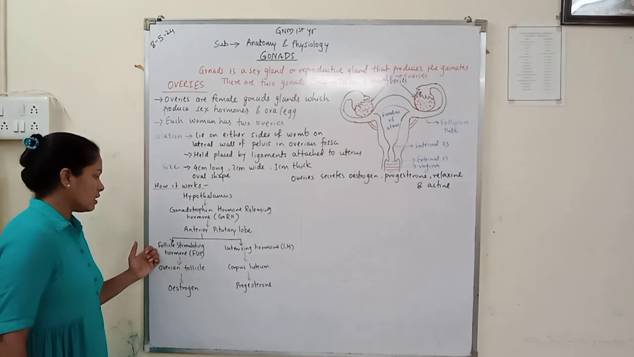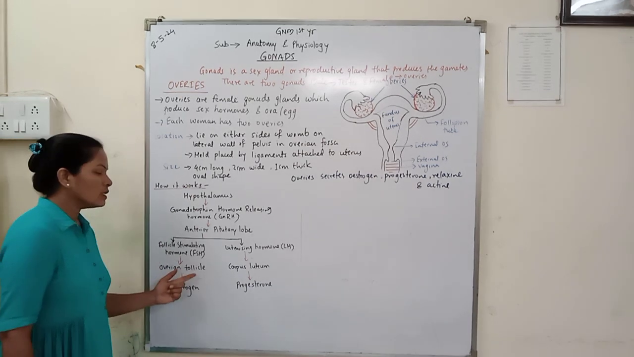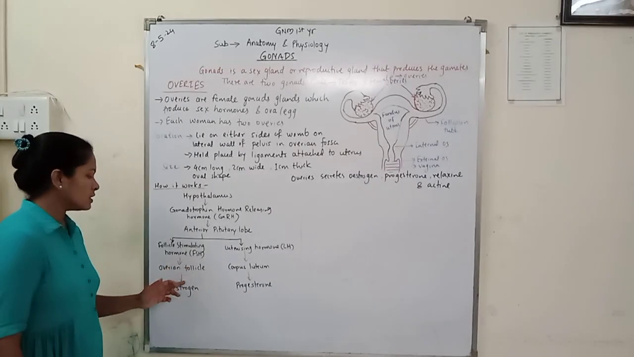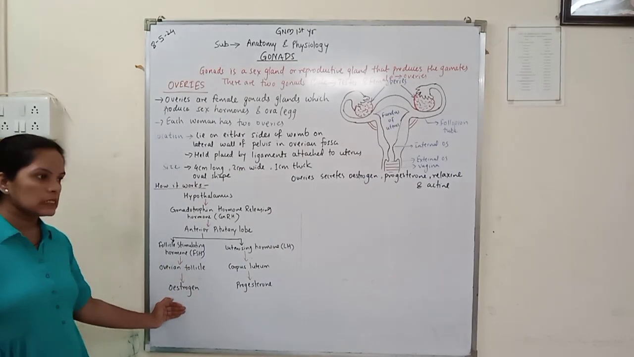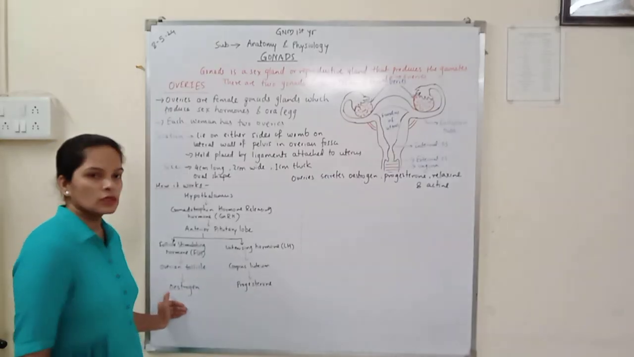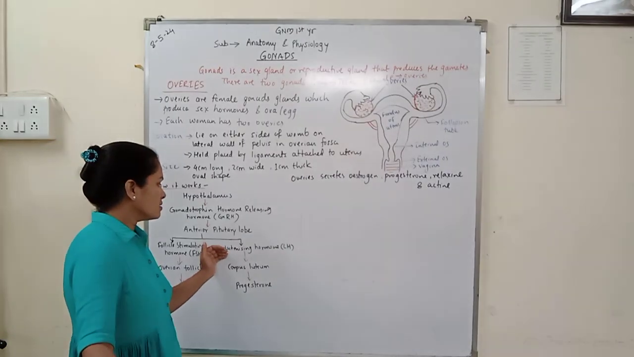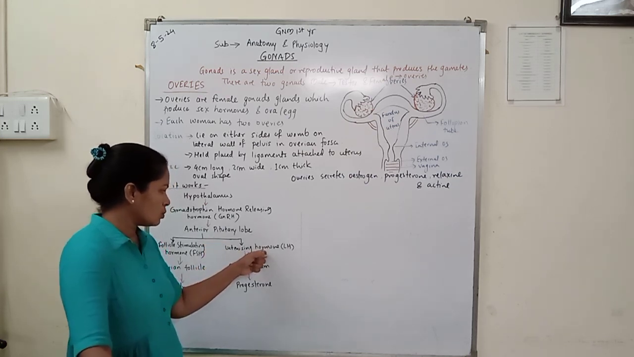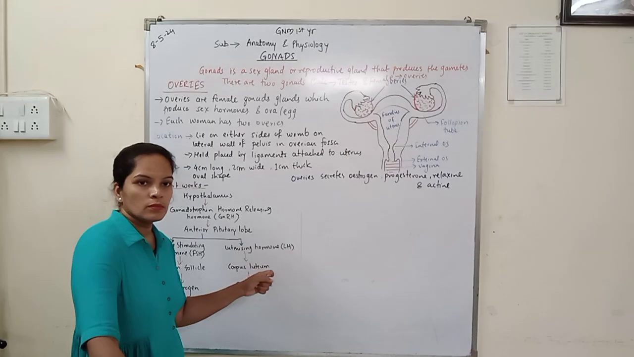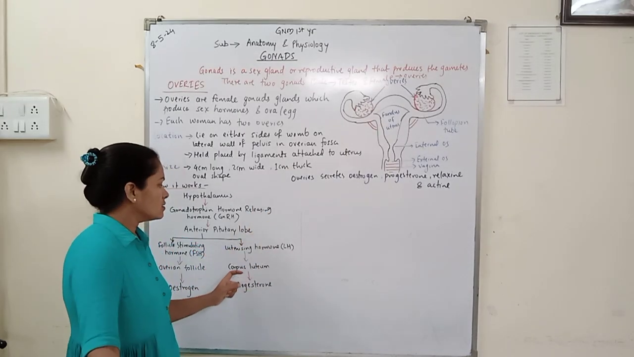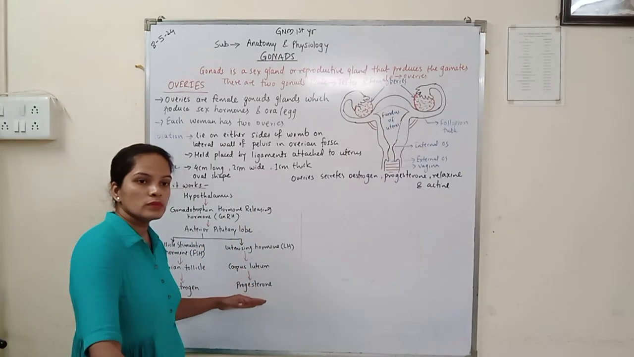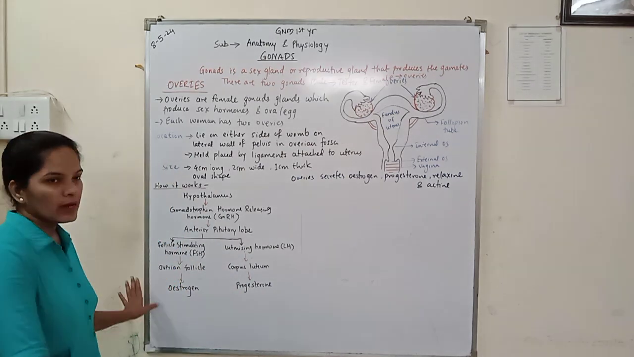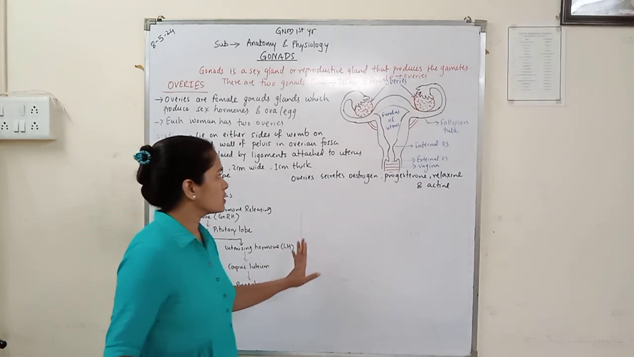This follicle stimulating hormone stimulates the ovarian follicles, and after this stimulation, the estrogen hormones are released from the ovarian follicles. And what about the luteinizing hormone? These luteinizing hormones stimulate the corpus luteum, and this corpus luteum produces the progesterone hormone. So this is the working pattern of hormone secretion.